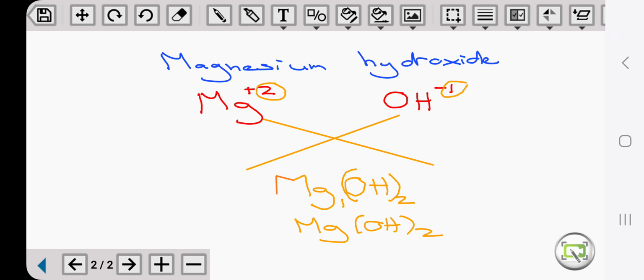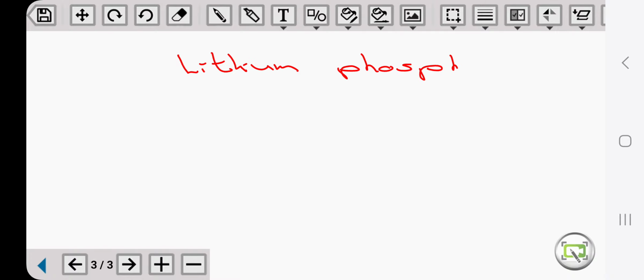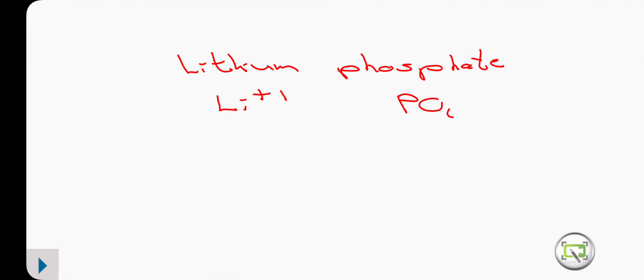Let's look at another one. Let's write the chemical formula for lithium phosphate. Lithium is in group 1. It has a valency of +1. Phosphate is PO4 -3.